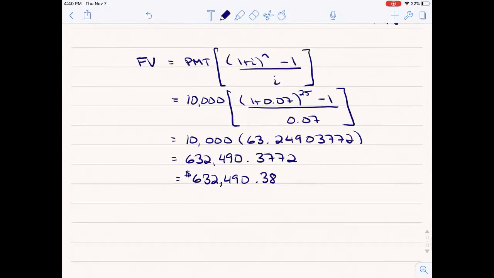If we think about how much she paid out of pocket, she made 25 payments of $10,000. So she paid $250,000, but because of interest and how things work, at the end of it all she gets $632,000. So it cost her $10,000 every year for 25 years, but at the end she gets quite a bit more than what she paid, because of interest.